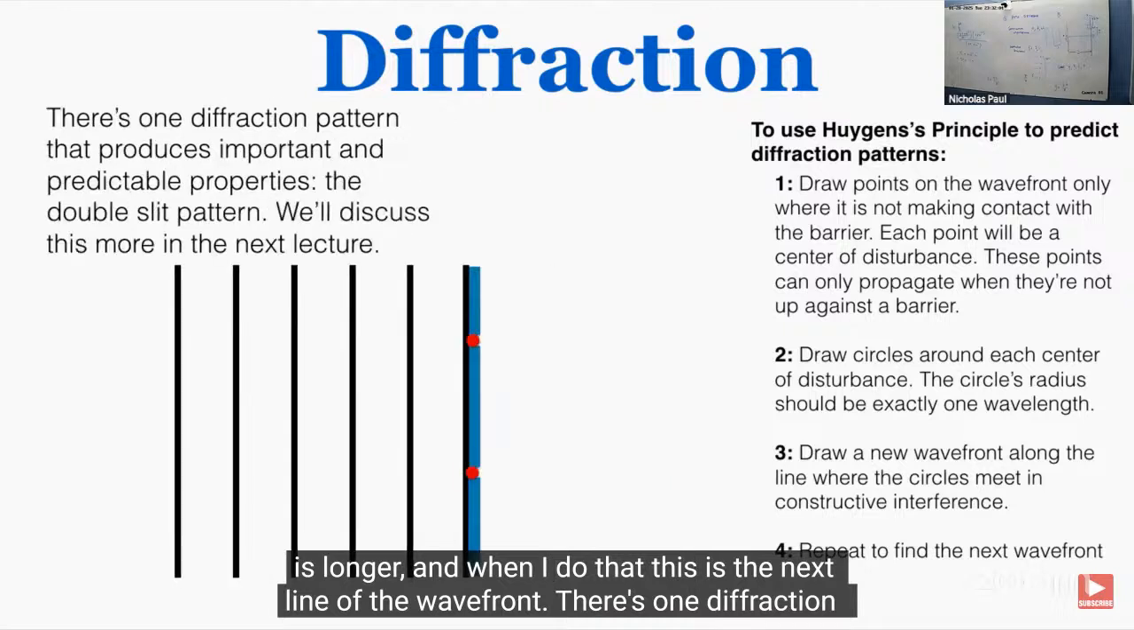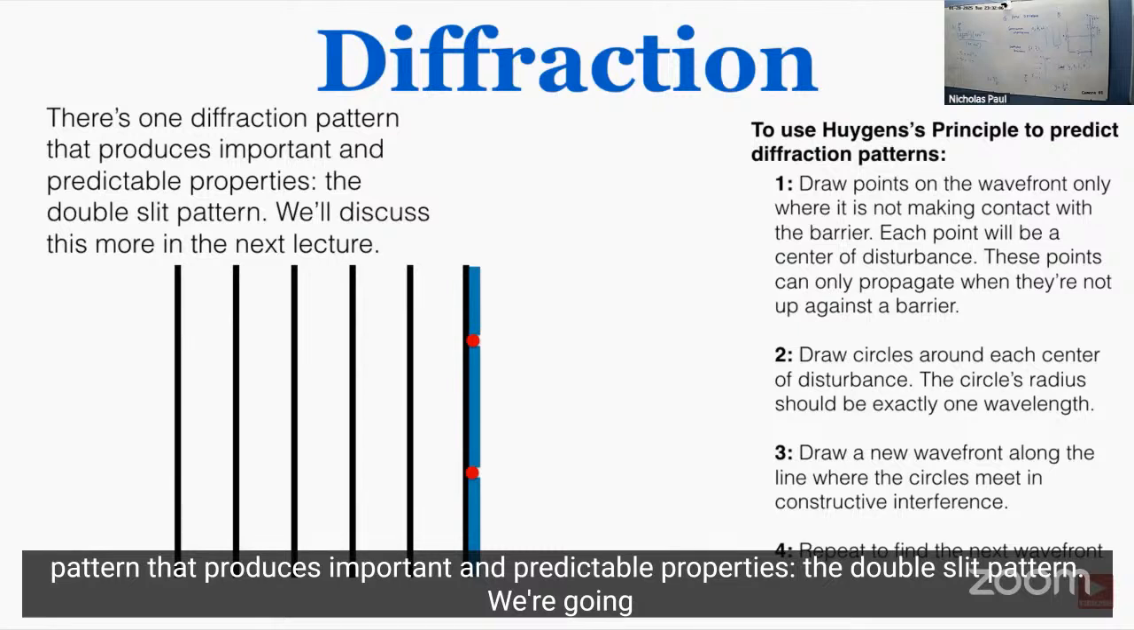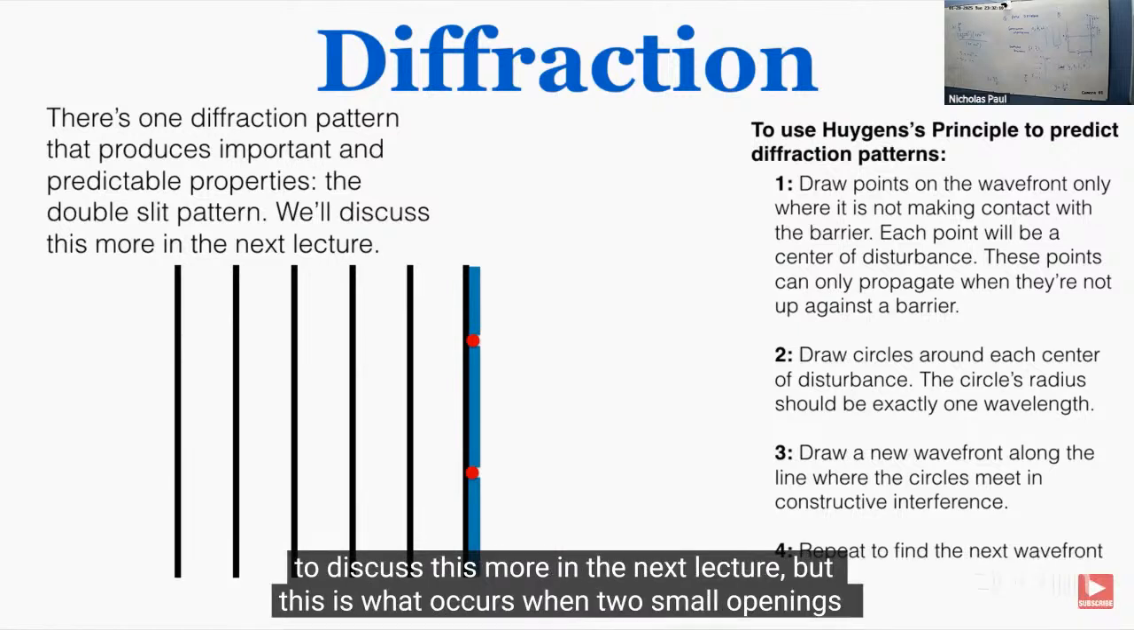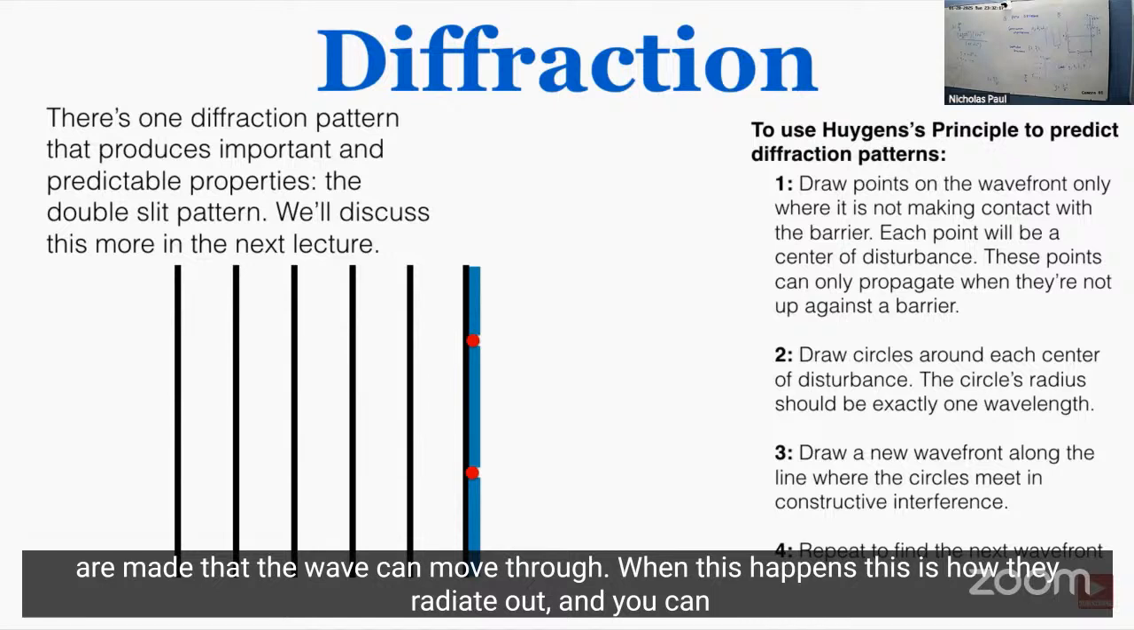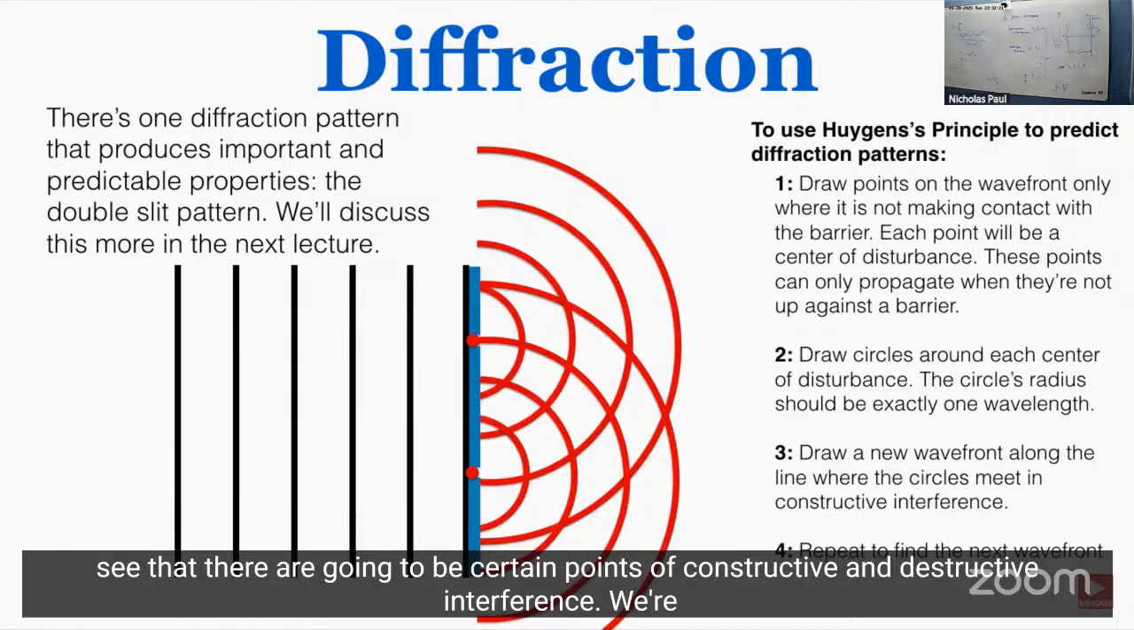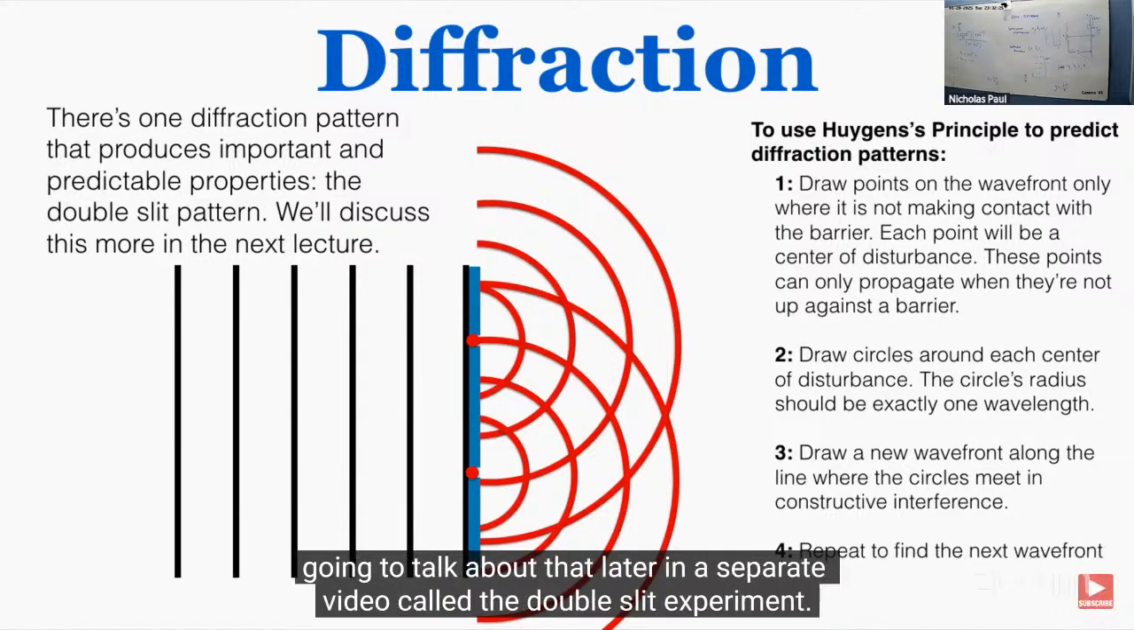There's one diffraction pattern that produces important and predictable properties, the double slit pattern. We're going to discuss this more in the next lecture, but this is what occurs when two small openings are made that the wave can move through. When this happens, this is how they radiate out. And you can see that there are going to be certain points of constructive and destructive interference. We're going to talk about that later in a separate video called the double slit experiment.